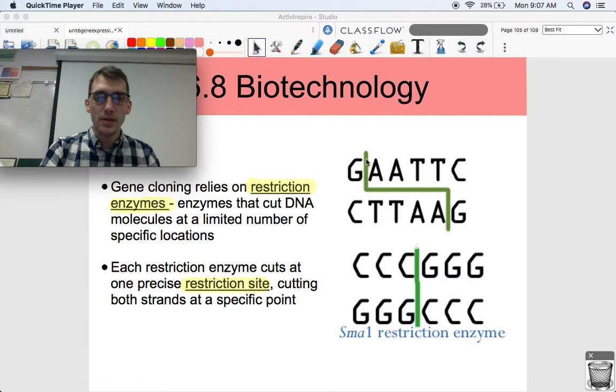I don't know the name of this one. This might be EcoRI. It should be EcoRI, and it's going to cut at this very, very specific location.